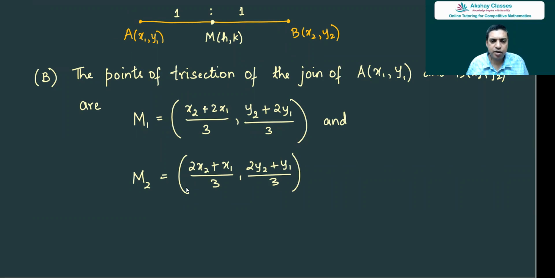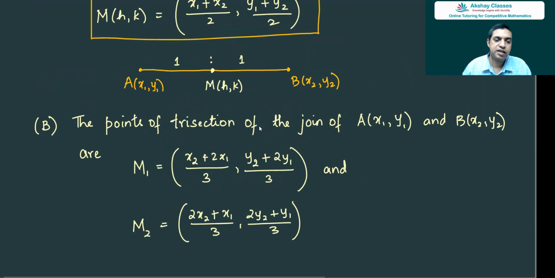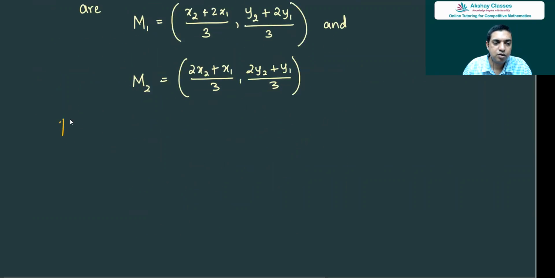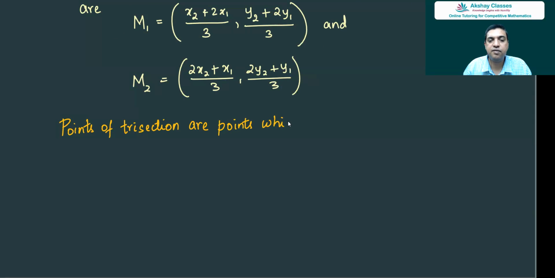Now, how am I writing these formulas? I am neither looking into the book nor have I memorized it. Just by logic, I am writing. See, what are points of trisection? Points of trisection divide the line into 3 parts. They are points which divide the line segment AB in the ratio 1:2 and 2:1.